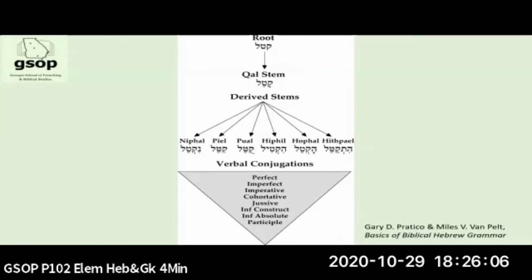Once you get the stem down, and then you look at how the qal is modified for the other conjugations, then you apply that to the other stems. There are certain patterns that show up, and they become recognizable after a period of time.